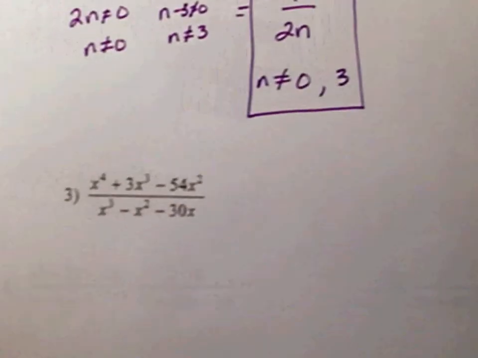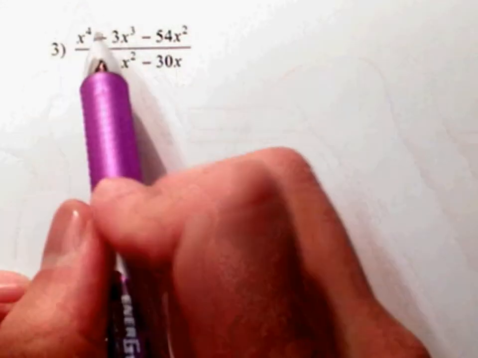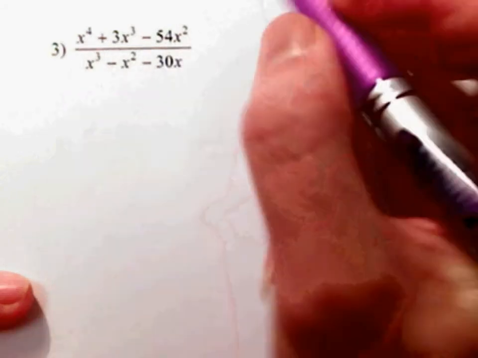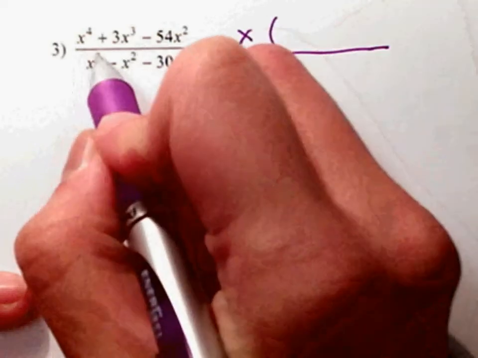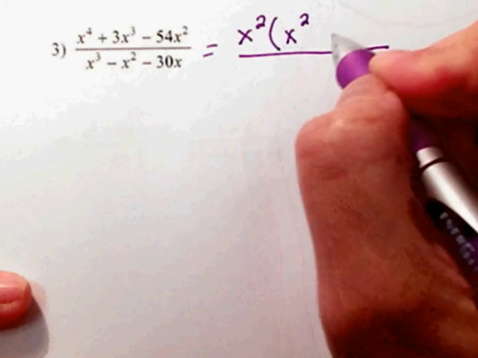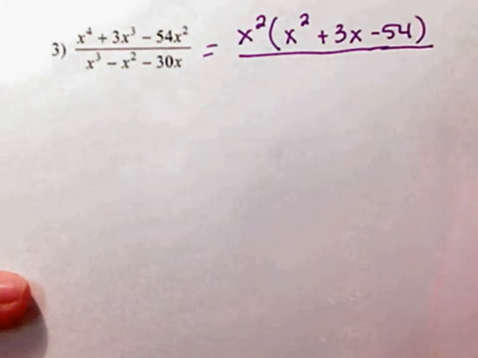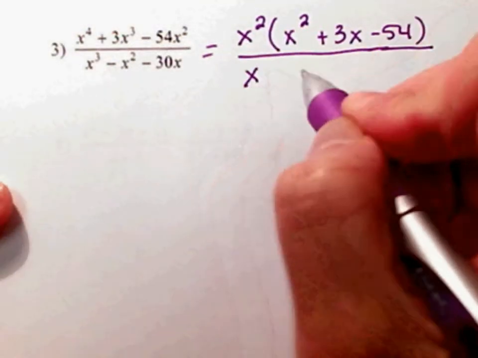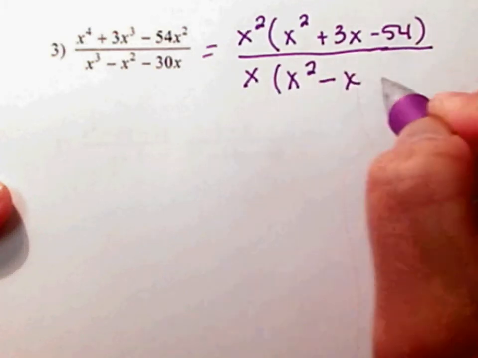Number 3. Look at the whole problem. Notice you have x in common. Factor out your x. Okay? When you factor out your x, actually x squared, you have x squared plus 3x minus 54. Your denominator, guess what they have in common? An x. When you factor that out, you have x squared minus x minus 30.